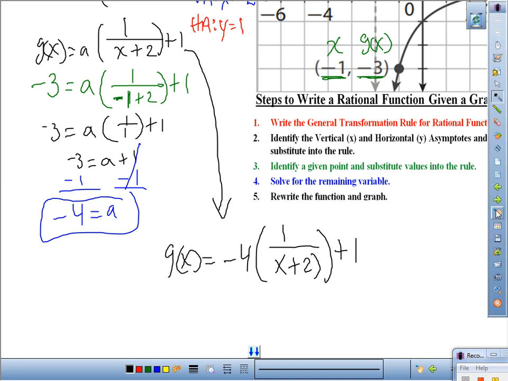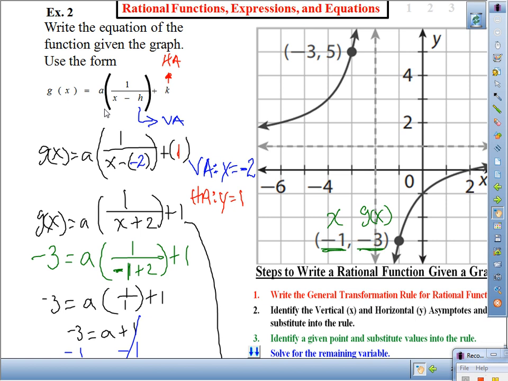Here goes, recap one more time. We start off with our rule. What do we need in order to get started? We need to write it, number 1. Number 2, we need to identify the vertical and the horizontal asymptote by looking at the graph. Here's the vertical, here's the horizontal. Substitute those values, rewrite. This will be our equation. However, we need to identify what a is.